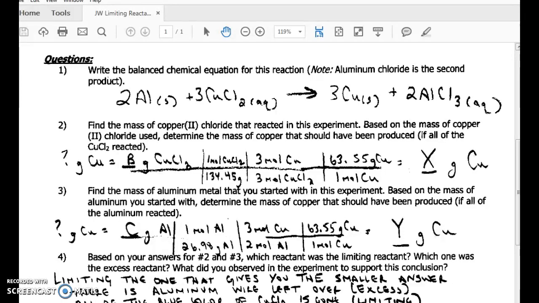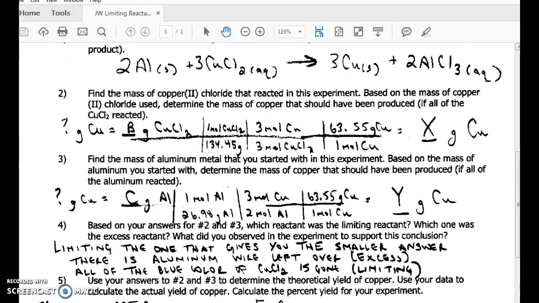If the limiting reactant runs out, the reaction stops. So you can't make any more product than what the limiting reactant will allow you to make. So what you're going to do is compare your answers to X and Y. Whichever one is smallest is the true answer. And whichever reactant you started with in the dimensional analysis setup to get the smaller answer is your limiting reactant. So in number 4, you're supposed to choose the limiting reactant, and number 5, you're supposed to choose the excess reactant.